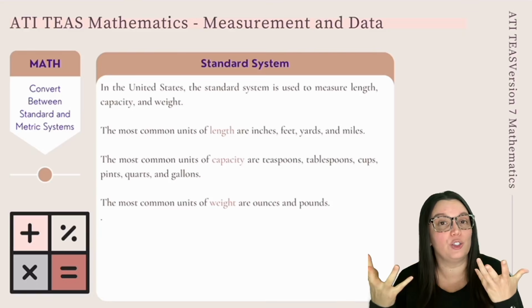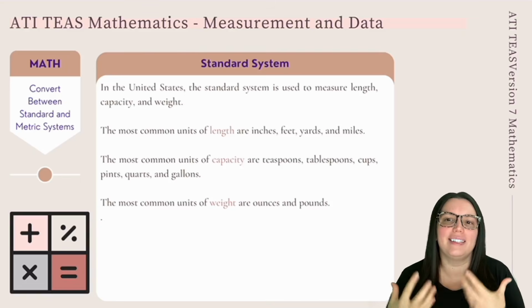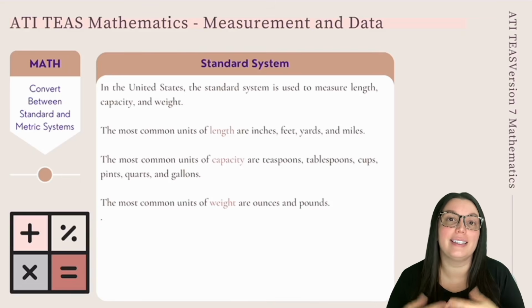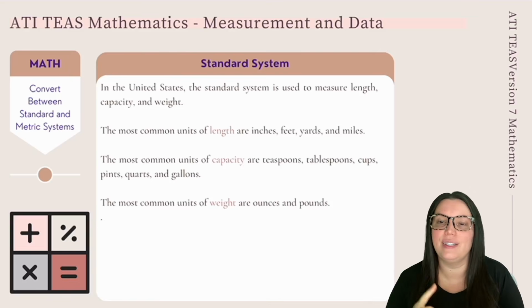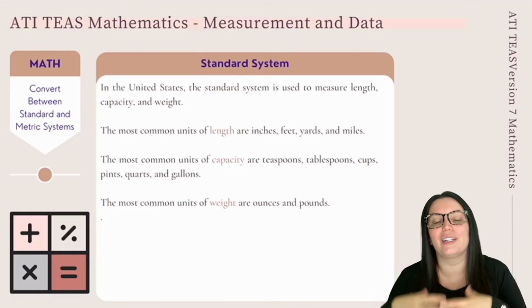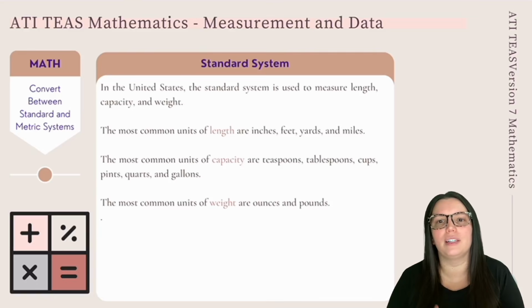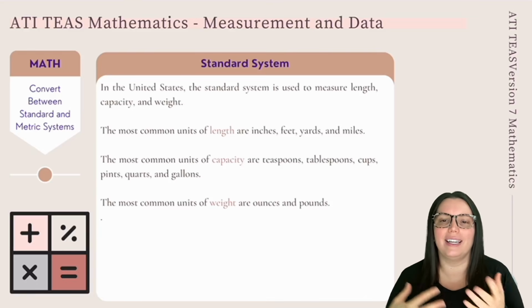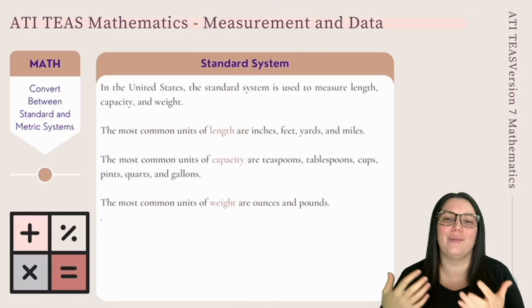Lastly, we're going to take a closer look at converting between standard and metric systems. In order for us to be able to convert, we have to know what they are, right? So we start with the standard system because in the United States, that is what we are accustomed to. The most common units for length in the United States are inches, feet, yards, and miles. The most common units for capacity would be things like teaspoons, tablespoons, cups, pints, quarts, and gallons. And the most common units for weight would be ounces and pounds.